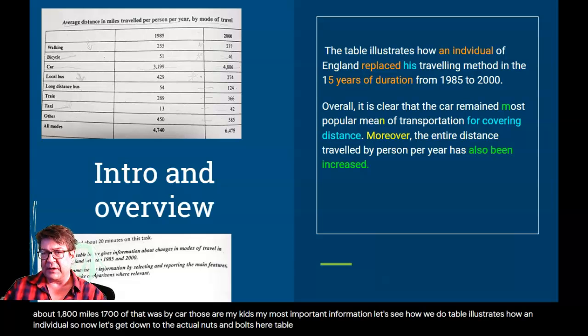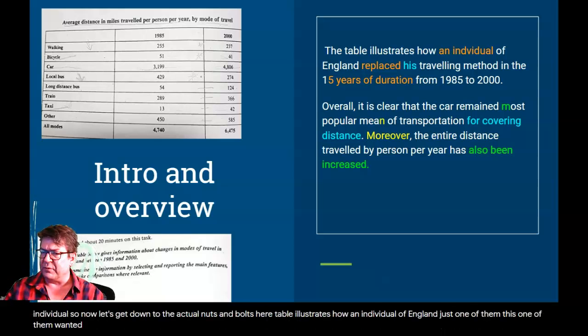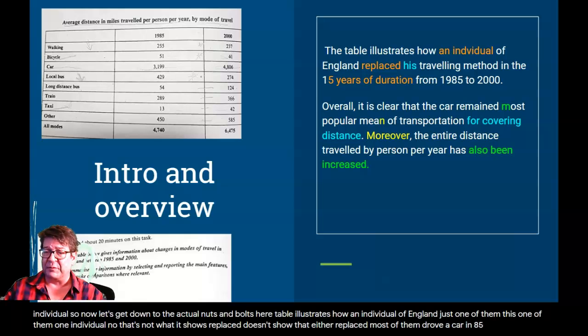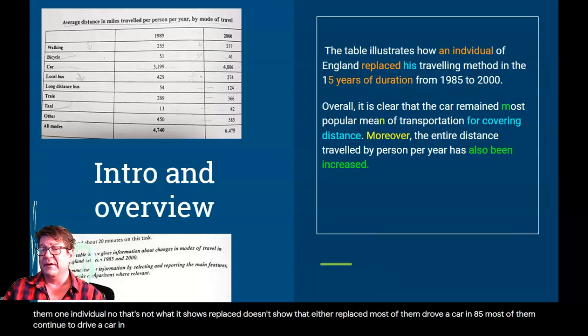The table illustrates how an individual of England, just one of them, just one of them. One individual. No, that's not what it shows. Replaced. Doesn't show that either. Replaced. Most of them drove a car in 85, and most of them continue to drive a car in 2000. They didn't replace anything.